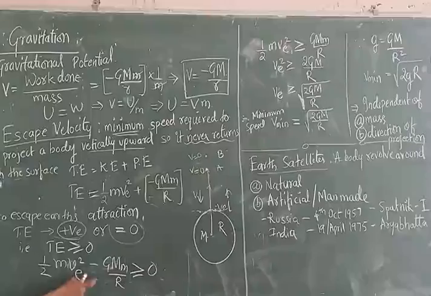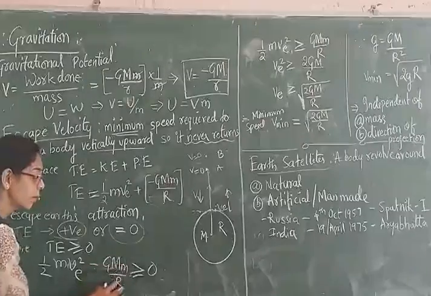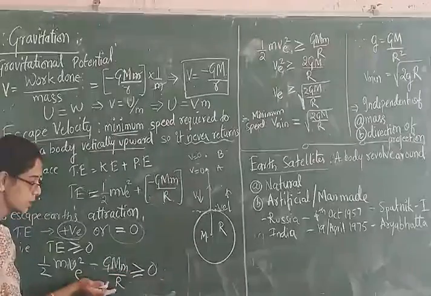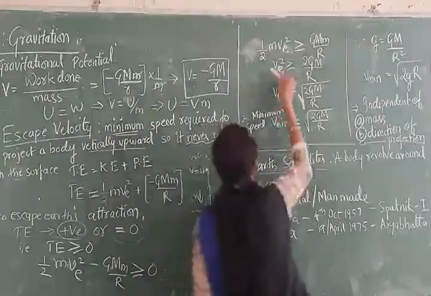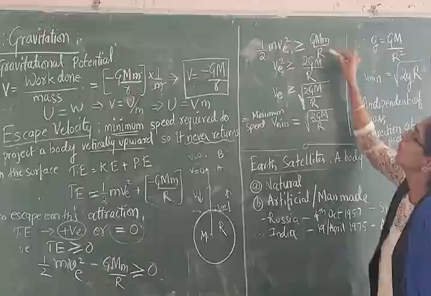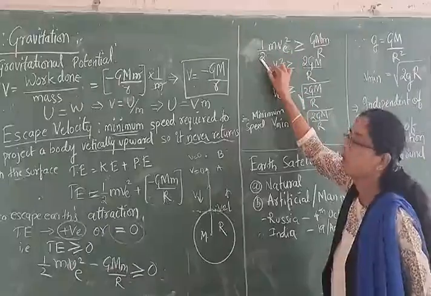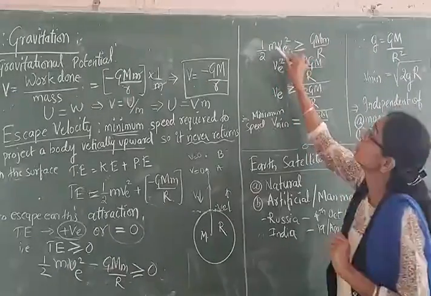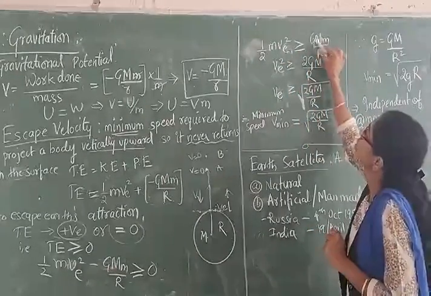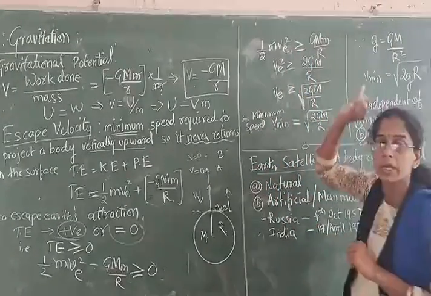This is an inequality sign. To simplify this, what do you have to do? You have to add GMm upon R on both sides of the equation. When I add it, this term gets cancelled on this side and an extra term appears here. Therefore, the equation becomes half m v squared is greater than or equal to GMm upon R. To simplify further, multiply both sides by 2, so the 2 gets cancelled. m v squared is greater than or equal to 2GMm upon R. Again, divide both sides by m and it gets cancelled.